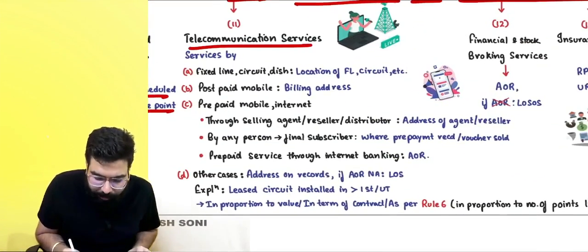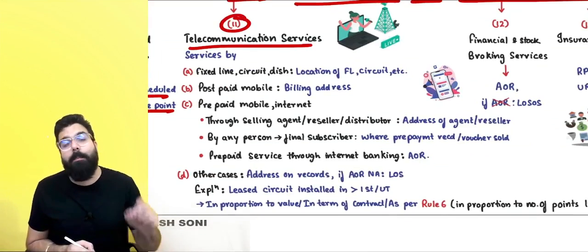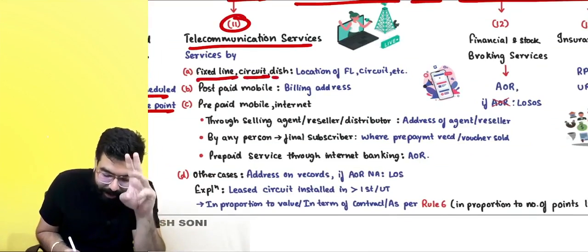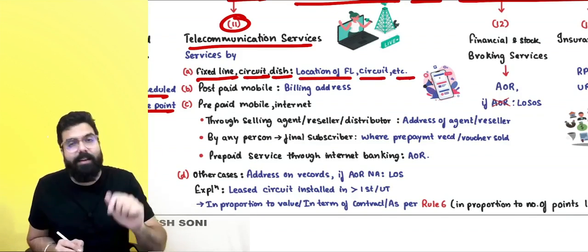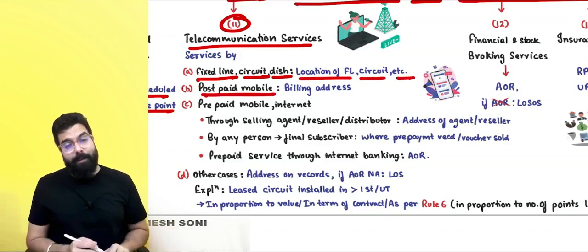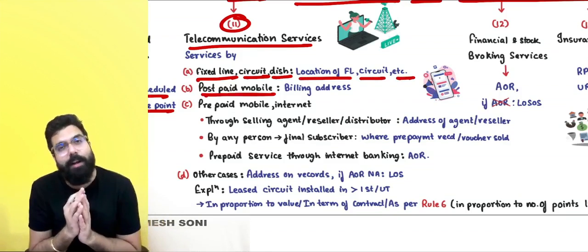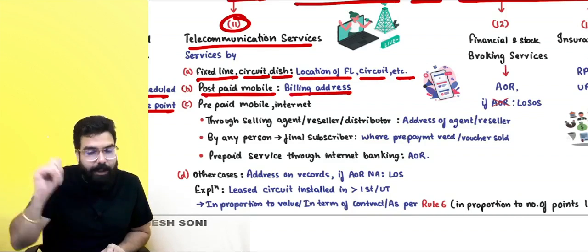Telecom services: section number 11 talks about telecommunication services. For services provided by fixed line, circuit, dish, the place of supply is the location of the fixed line, circuit, etc. If telecommunication services are provided by postpaid mobile, basically if BSNL has given postpaid services to a person, then the billing address becomes the place of supply.